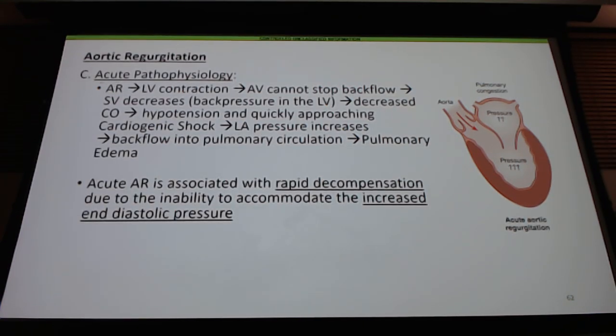With acute aortic regurg, you're going to have that backflow, so you have that volume, but the pressure increases rapidly. That increased pressure experienced in the ventricle is going to go to the atria, and now that increased pressure in the atria is going to lead to the lungs. So the hallmark of this is pulmonary edema. They may have a flash pulmonary edema associated with acute aortic regurgitation.